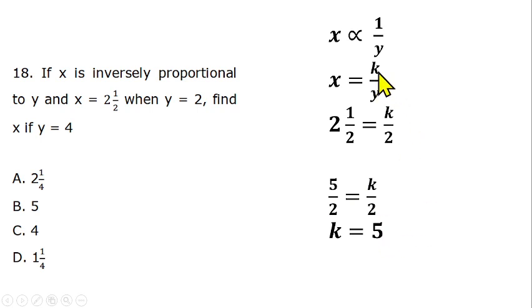Now that our k is 5 from here, our aim is to find x when y is 4. So that means we have x is equal to k over y. k is 5 here, so 5 over, what's our y? Our y is 4, so 5 over 4, and that should give us 1 and 1 over 4. And option D is the correct option for question number 18.